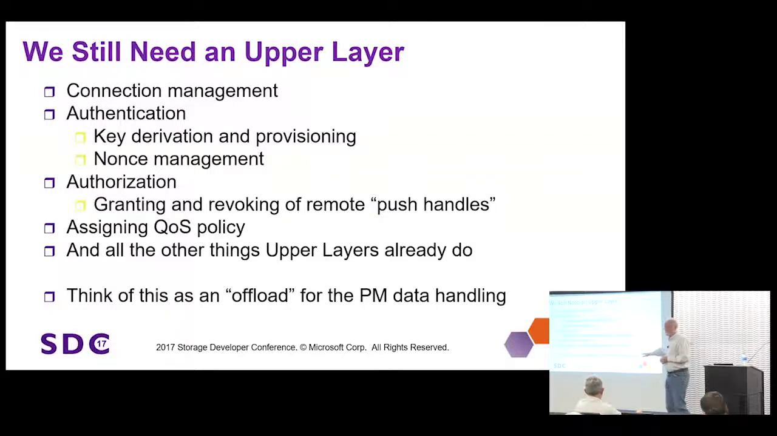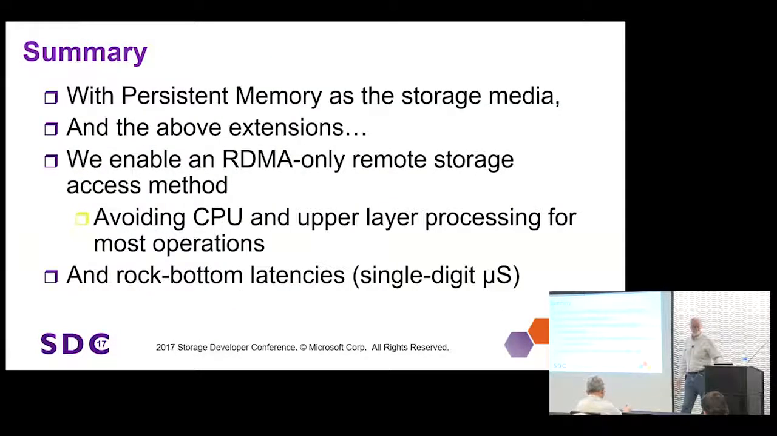So I view this as an offload for the persistent memory data handling. The upper layer will still be there. You'll still go through a traditional connection, but you will delegate the handling of this hot path to the NIC if it has all these features. And you can do that faithfully because these are the key functions of the upper storage layer.